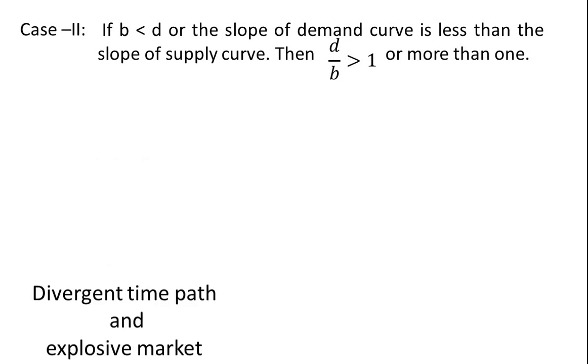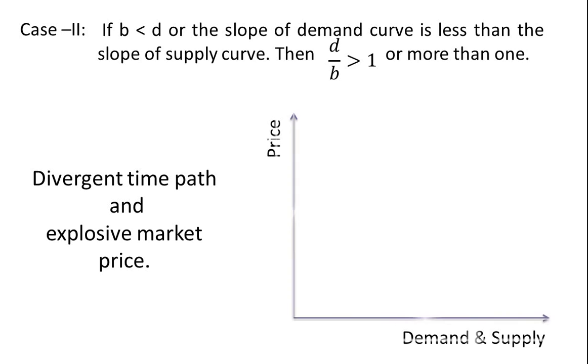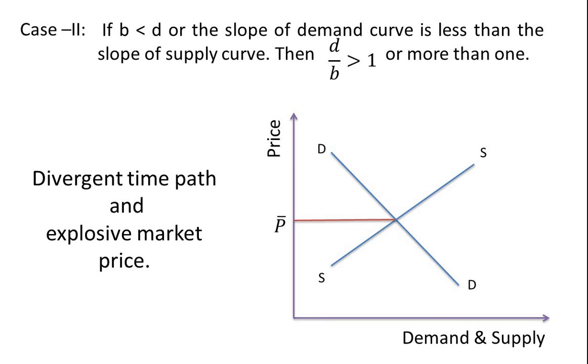Diagrammatically, in case of a divergent time path, if the initial price P naught is different from the equilibrium price, or if there is a divergence between equilibrium price and initial price, then the divergence will go on increasing with the passage of time. The price will be diverted from the equilibrium price, and it is called an explosive market price.